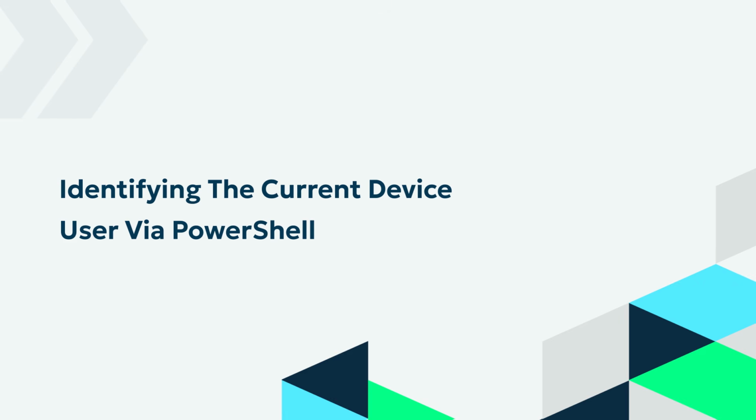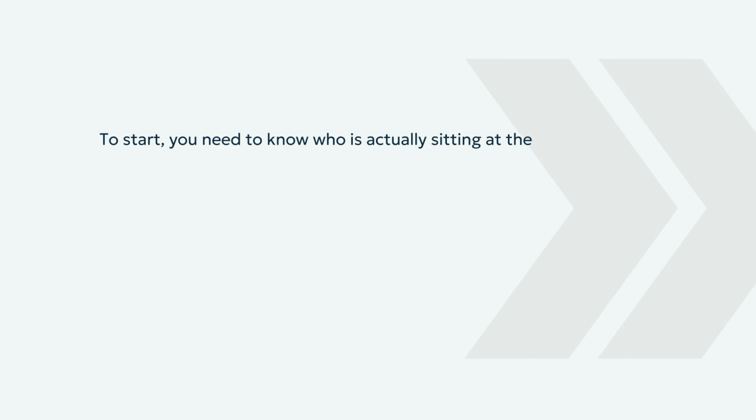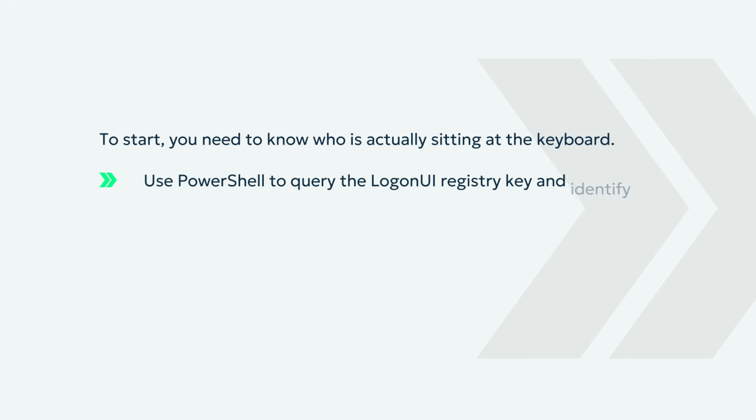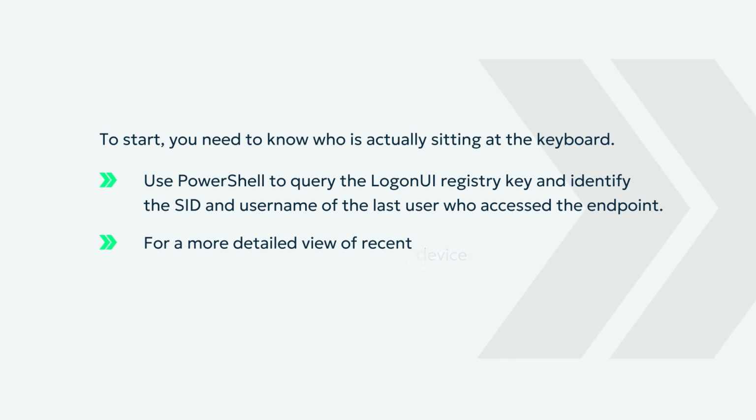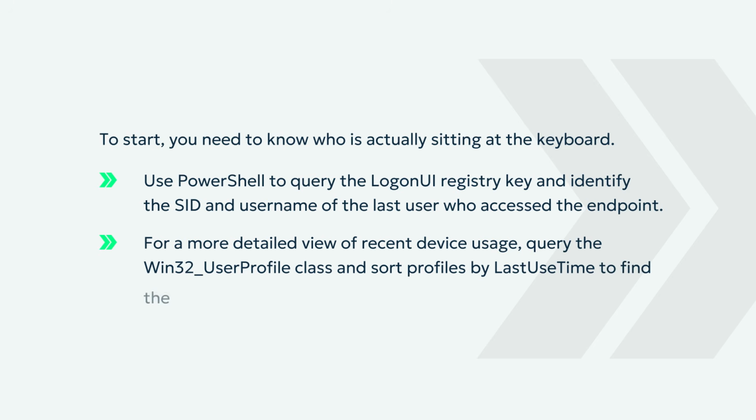Identifying the current device user via PowerShell. To start, you need to know who is actually sitting at the keyboard. Use PowerShell to query the Logon UI registry key to pull the SID and username of the last person to access the endpoint. For a more detailed look at recent device usage, you can also query the Win32_UserProfile class and sort profiles by last use time to identify the most recently active user profile.